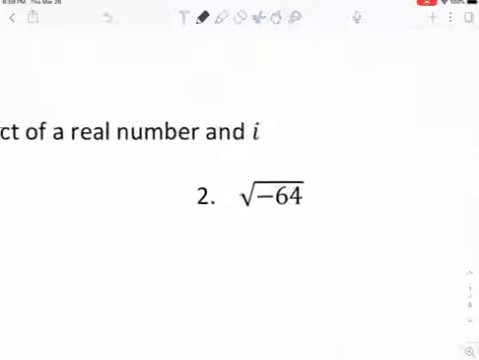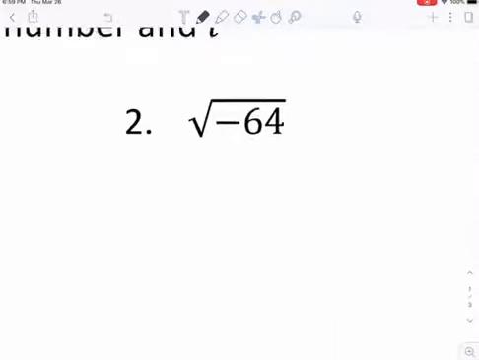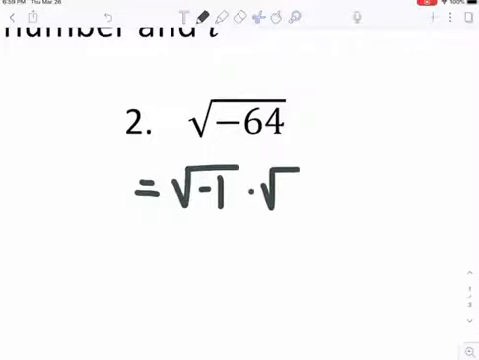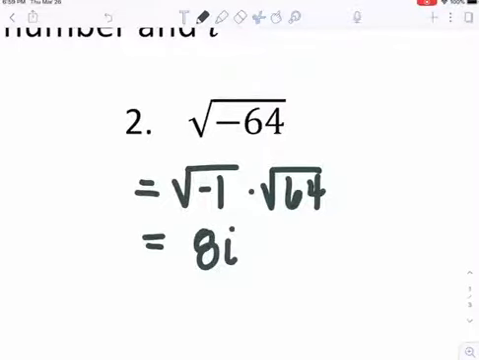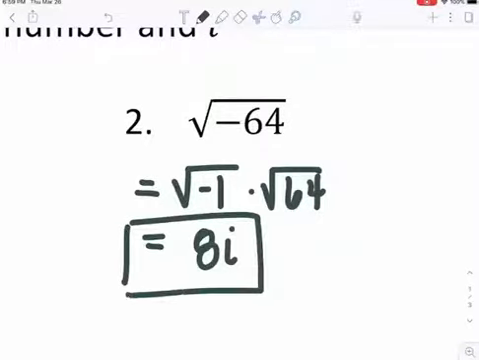Okay, so let's go to number 2. Again, I'm going to break this up into the square root of negative 1 times the square root of 64. Well, I'm going to deal with that square root first because I like my number to come before my i. So we know the square root of 64 is 8. The square root of negative 1 we now know is represented by imaginary unit i. And that is my final answer.